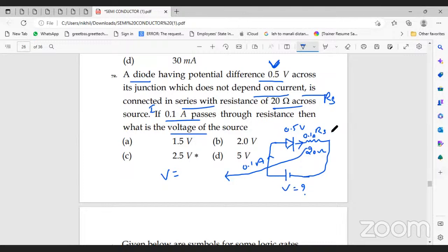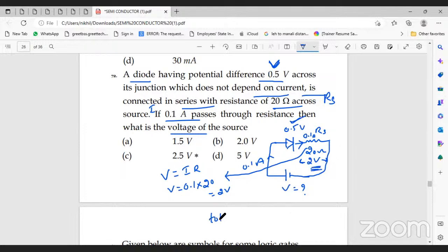How to find the voltage drop across the resistance? Voltage drop across the resistance is V equals I into R. Current is 0.1. Resistance is 20. So there will be 2 volt. So the potential drop across the resistance is 2 volt. Then what is the voltage drop across the diode? It is 0.5 volt. Here we have 2 volt. Here we have 0.5 volt.